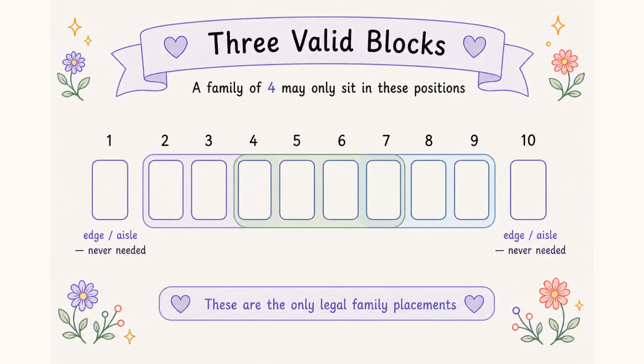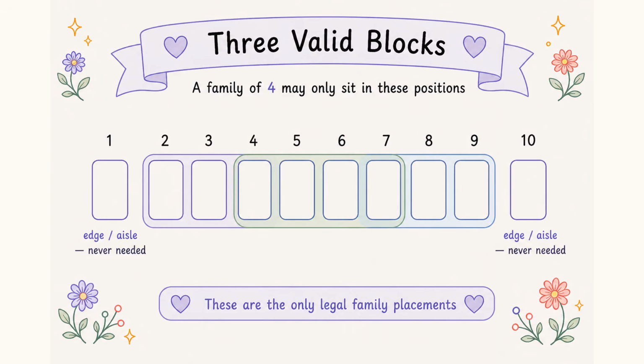Only 3 blocks are legal for a family. Left, seats 2, 3, 4, 5. Middle, seats 4, 5, 6, 7. Right, seats 6, 7, 8, 9. Seats 1 and 10 are edge seats. They never form a family block by themselves.